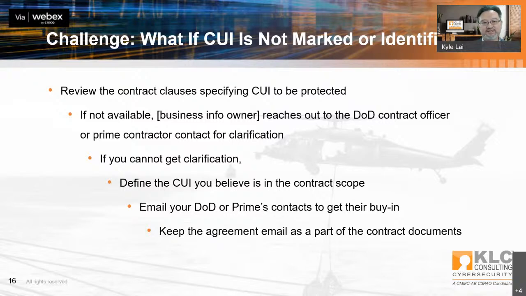Right? Just make it easier for them to say yes or no. If they say no, they will give you a little bit more reasoning, right? But if they say yes, keep that email in your contract package, even though it's not a formal agreement, at least you have some agreement. So I know this is not a very straightforward process, but this is one of the processes that I would recommend. If you really cannot get an agreement from your contract officers or your prime contract contacts on what is CUI, this might be one of the approaches that you can take.